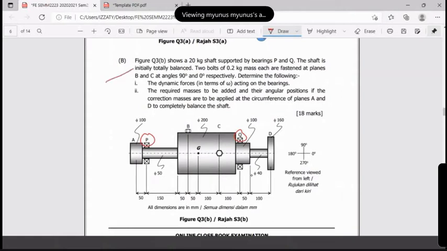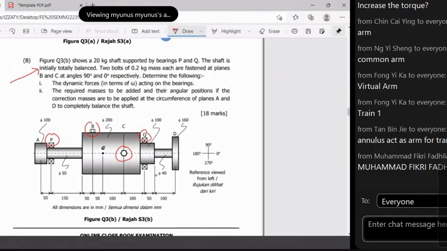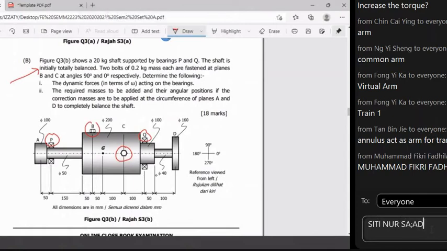What does it mean? It means that initially there is no eccentricity, meaning that your radius of eccentricity is equal to 0, or the center of mass falls at the center of rotation. The two bolts, bolt B and bolt C, of 0.2 kg mass are fastened at planes B and C. Angles given are 90 and 0 respectively: 90 for B, 0 for C.